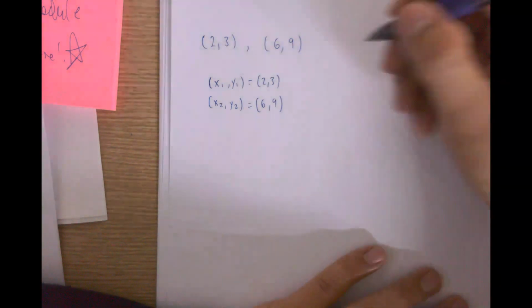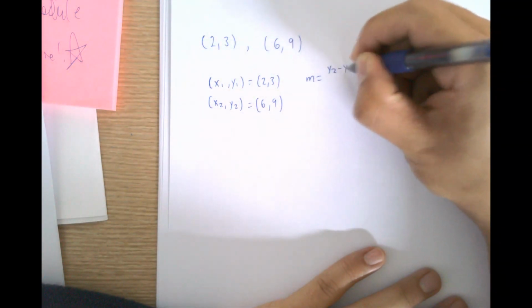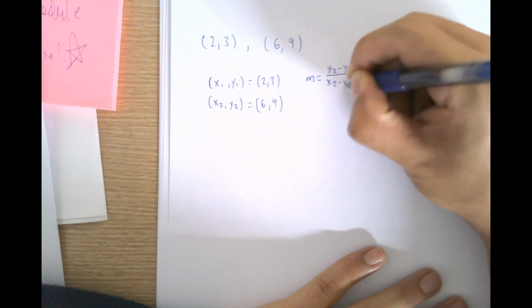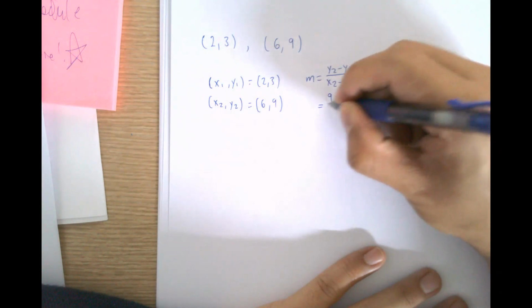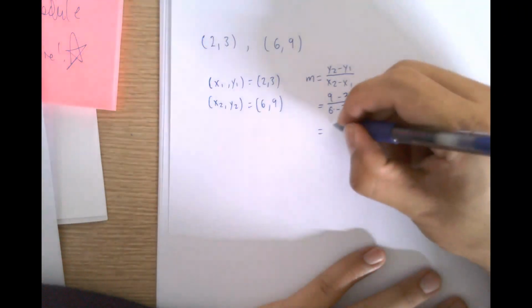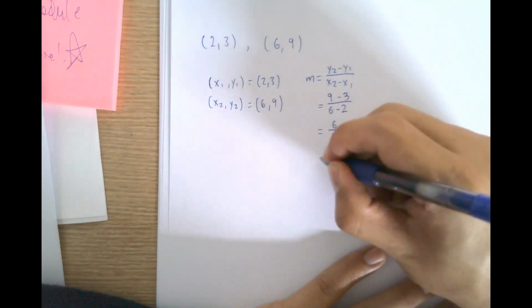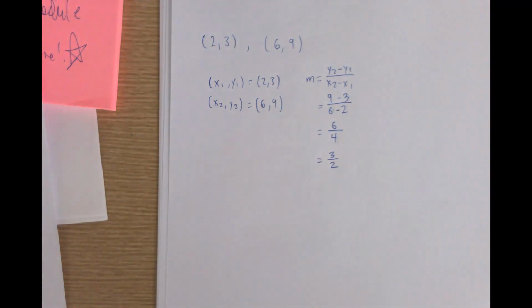The next thing we can do is go ahead and solve for our slope. So we would do y2 minus y1, and then x2 minus x1. And all we do is plug it in, so we do 9 minus 3 over 6 minus 2, and we get 6 divided by 4, which equals 3 divided by 2. So really all we're doing here is plugging the numbers into our slope formula, and then solving for our slope, right?